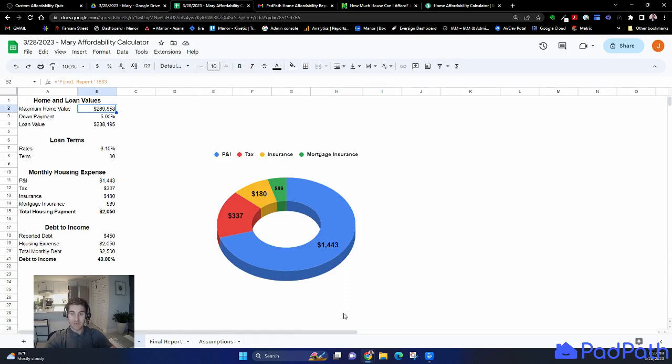Mary will receive a little breakdown as to what she can expect her payment to look like. And again, this is based off of actual results of what Mary can safely afford based off of her full financial picture. Essentially, this will help Mary in taking her first step towards homeownership, which is oftentimes the most difficult step. It's taking that first step.